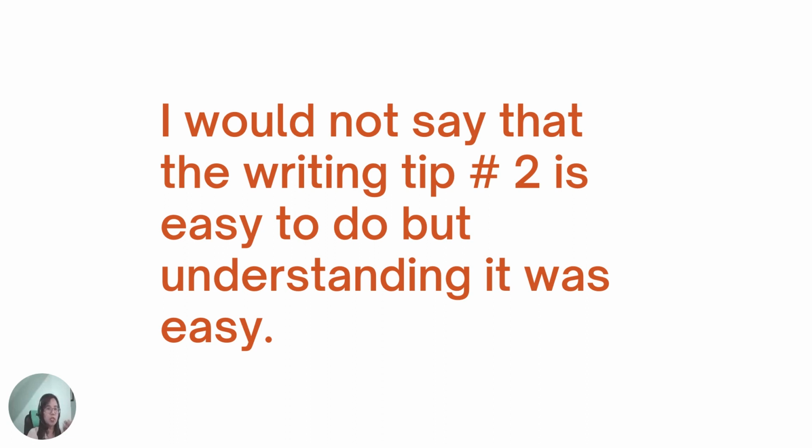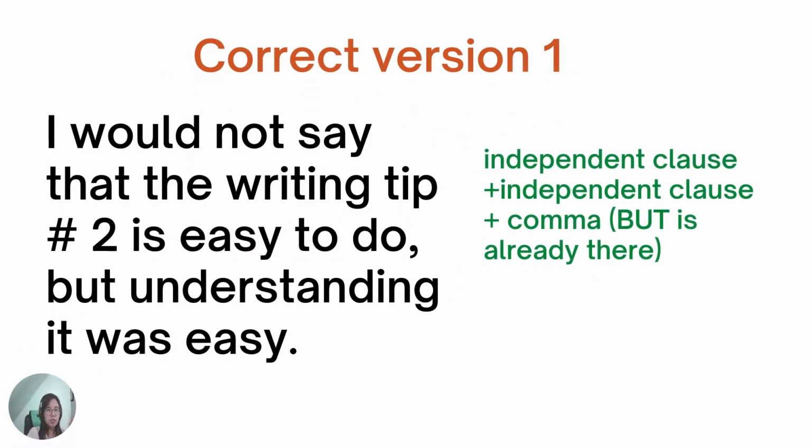Understanding it was easy. What's the subject? It. And what's the predicate? Understanding was easy. And what was easy? Understanding it. So we have a complete thought. We have a subject and a predicate. So in this case, we have what? One independent clause plus another independent clause.